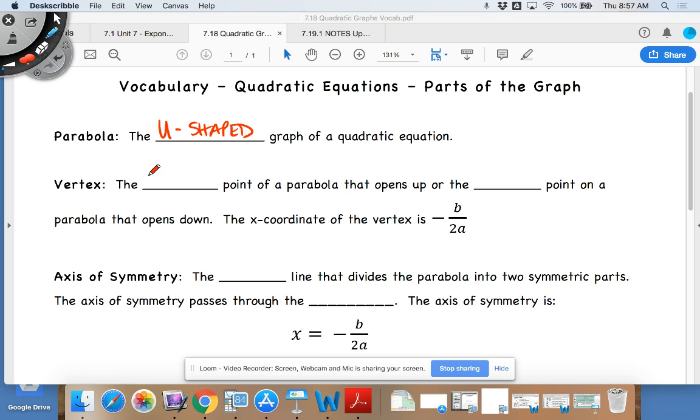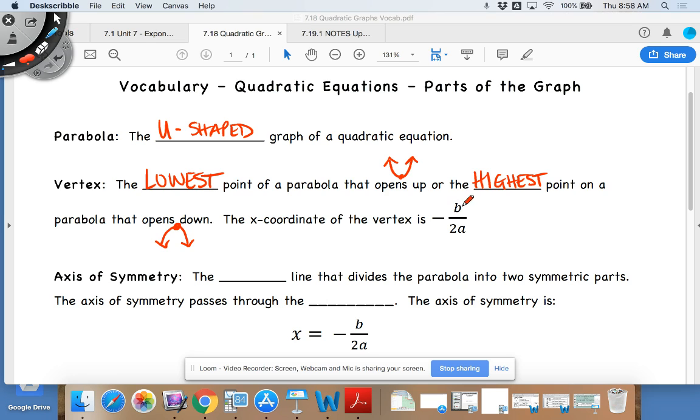The vertex is the lowest point of a parabola that opens upward. So I'm going to draw a little picture right here. So the vertex is that lowest point if the parabola opens upward, or it's the highest point on a parabola that opens down. So I'm going to draw a little picture of a parabola opening down. So the vertex is either the lowest point or the highest point, and it depends on which way the parabola is opening. And this is our equation right here.